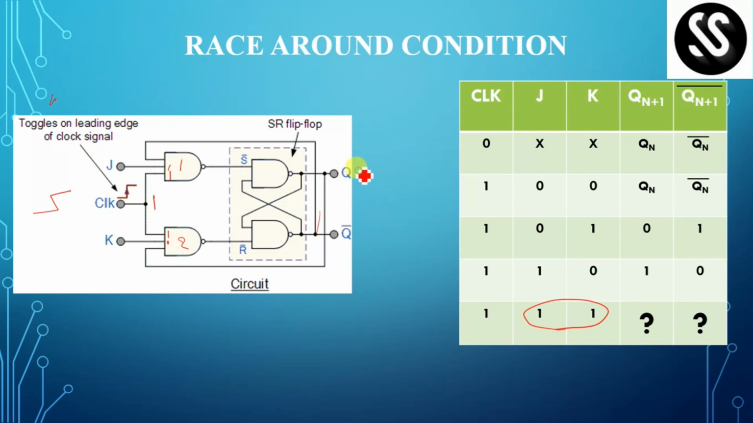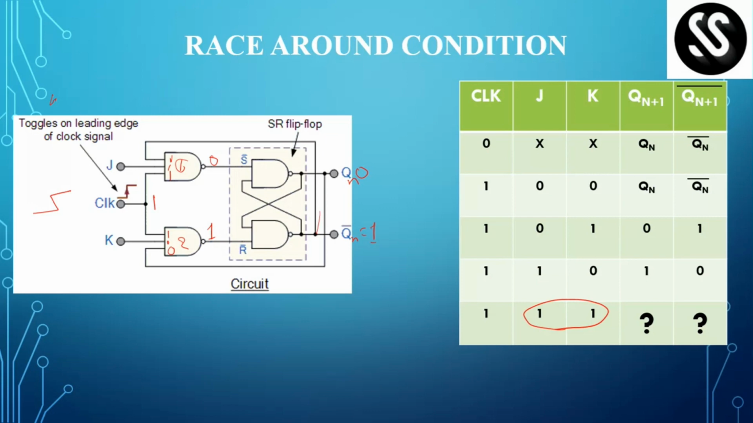Let us consider Qn equal to 0, Qn complement equal to 1, obviously. And this Qn complement is connected to here, so this becomes 1. So for the first NAND gate, all the inputs are 1, and for the second NAND gate, 2 inputs are 1 and 1 input is 0. So the output of the first NAND gate becomes 0 and the output of the second NAND gate becomes 1, right? So this is the output.